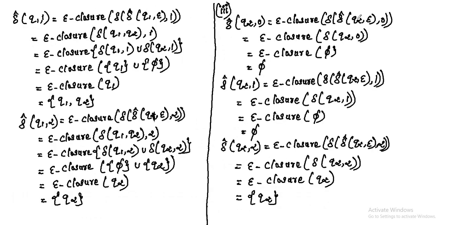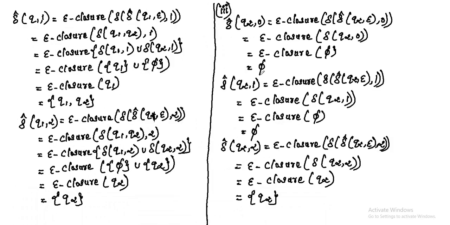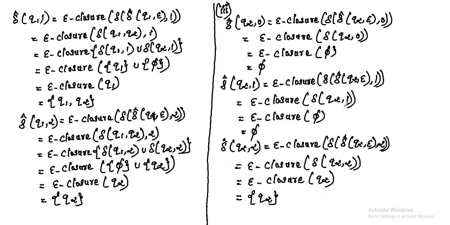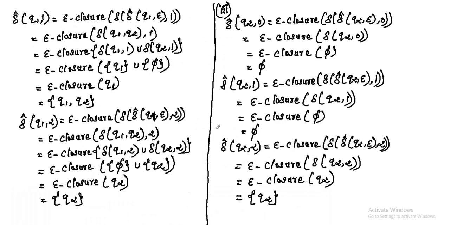Here epsilon closure of q2 is q2, comma input is 0. Look at the transition diagram, q2 on 0: there is no transition, so just put the null symbol. Next one, q2 on 1 equals epsilon closure of the extended function delta cap of q2 comma epsilon comma 1. Here epsilon closure of delta of q2 epsilon means epsilon closure of q2, which is q2. Here you mention q2 comma input is 1. Look at the transition diagram, q2 on 1, there is no transition. Here you put the null symbol.